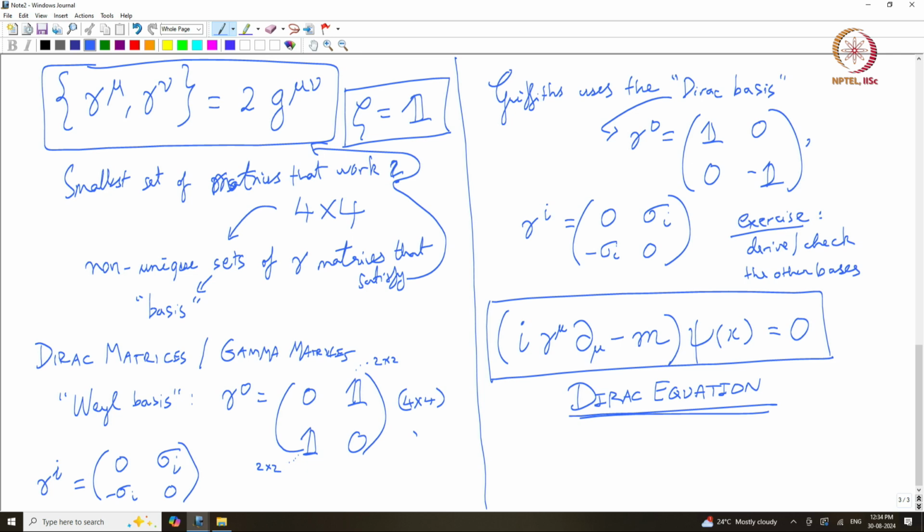So, let me wrap up this lecture by noting three interesting things in this treatment, three interesting things in this equation and how we set about writing down the Dirac matrices. So, three things to note.